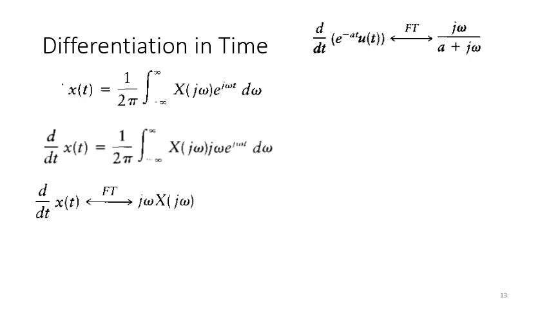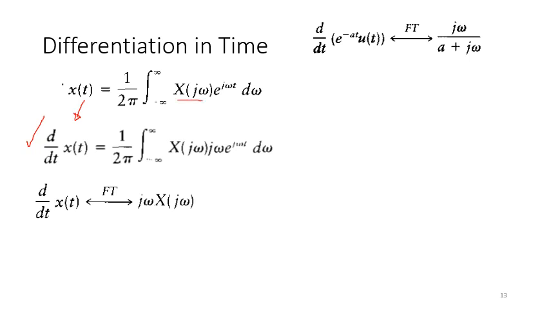The next property we are going to consider is differentiation in time, right? So for example, we have a signal x of t. Using the inverse Fourier transform, x of t equals 1 by 2 pi times the integral from minus infinity up to infinity of x of j omega e power j omega t. So to derive the relationship for this property, let's differentiate both sides with respect to time. So on the left side, we get this thing.